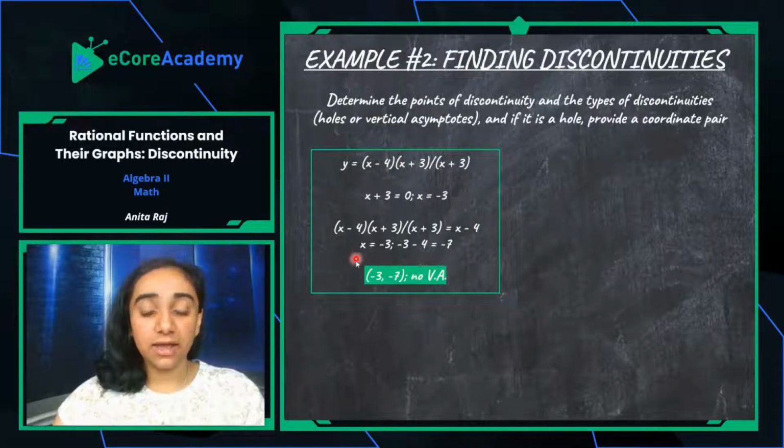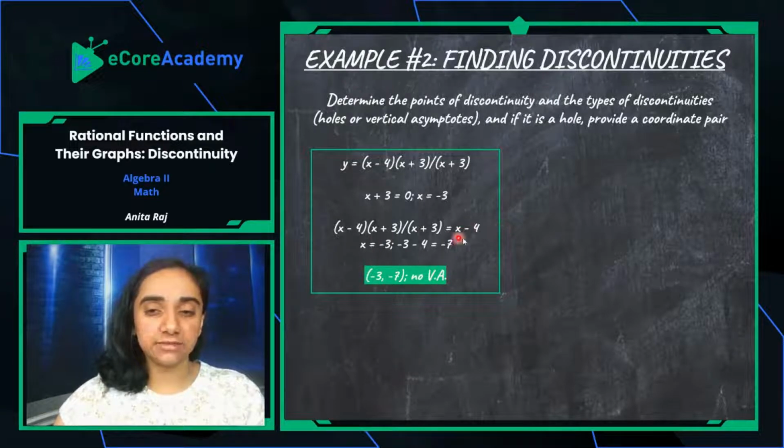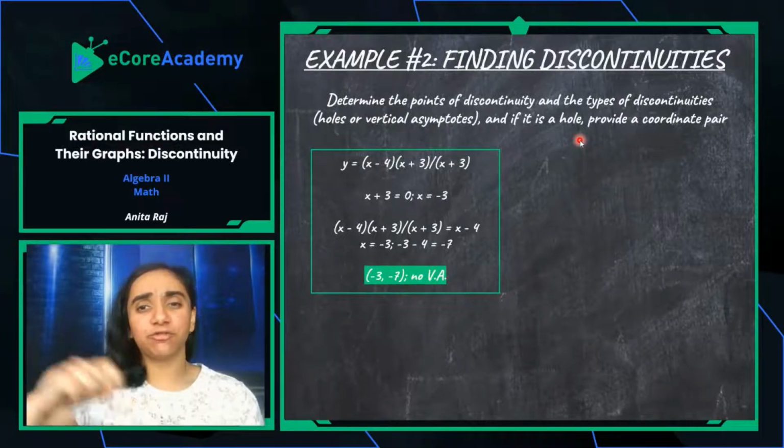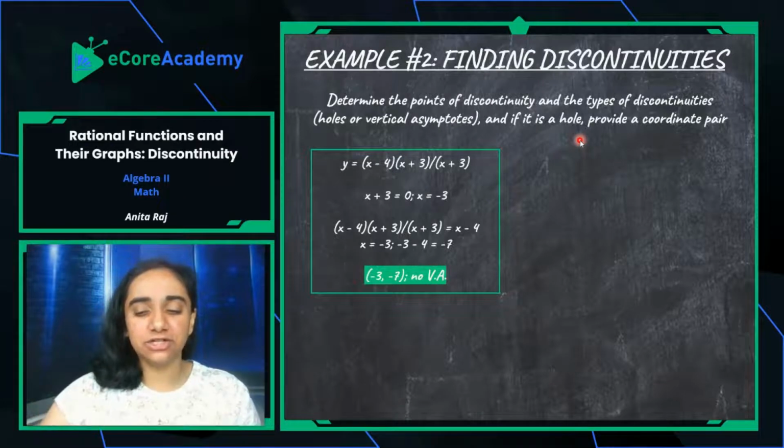So we're going to plug x equals negative 3 into x minus 4, and we're going to get negative 3 minus 4 equals negative 7. So we're going to write our discontinuity as the point negative 3, negative 7, and we're going to say that there is no VA. VA stands for vertical asymptote. It's just an abbreviation, because writing out vertical asymptotes a lot, you can just abbreviate it that way.